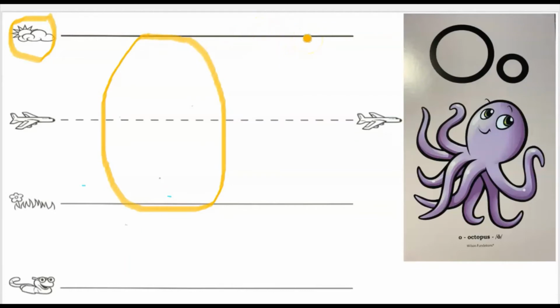We're going to do one more. Ready? Skyline all the way around past the plane line, stopping at the grass line, and all the way back up past the plane to the skyline. Now it's your turn. Your teacher's going to pause the video, and you're going to practice uppercase O's.